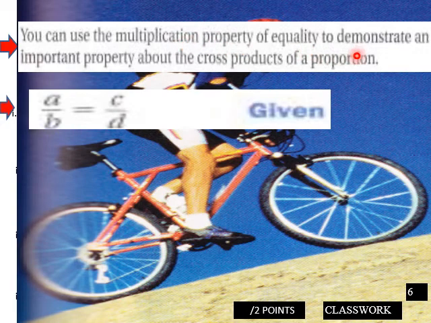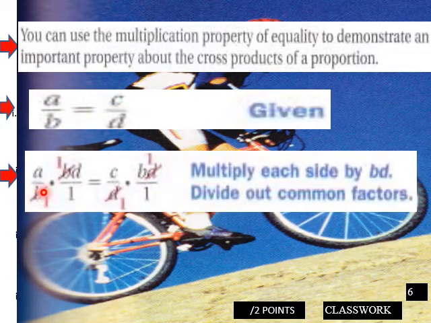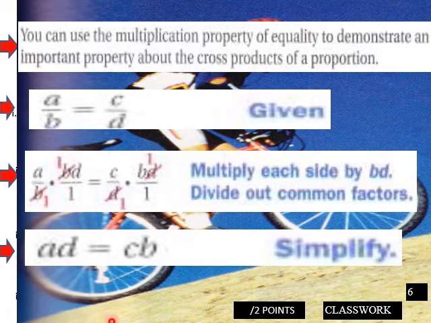You can use the multiplication property of equality to demonstrate an important property about the cross products of a proportion. A over B equals C over D. So in this situation, A over B times BD over 1 would equal C over D times BD over 1. Multiply each side by BD and divide out the common factors. We're going to use our denominators to multiply both sides out. So what does that give us? AD equals CB.